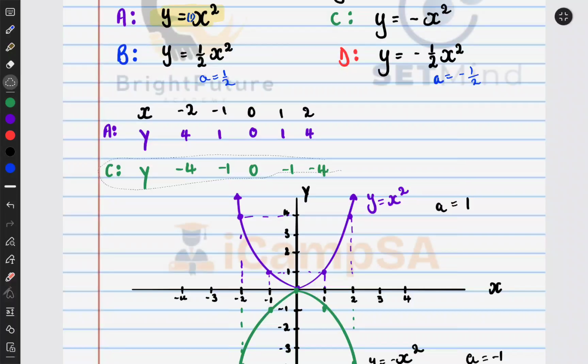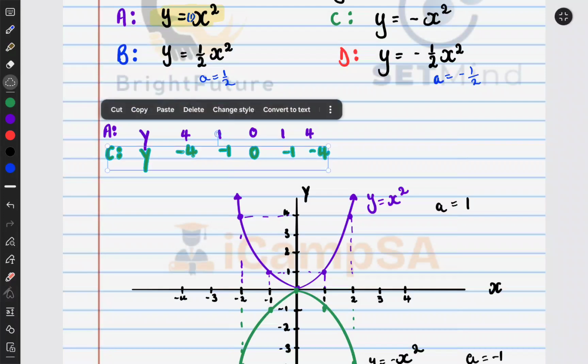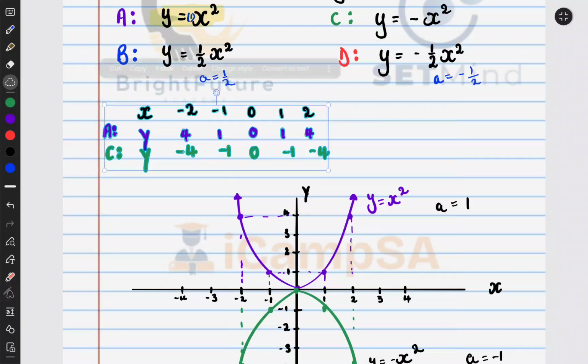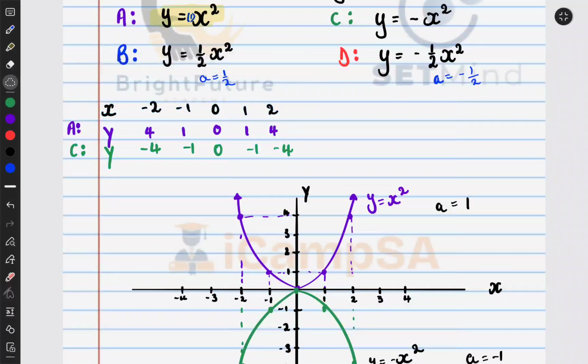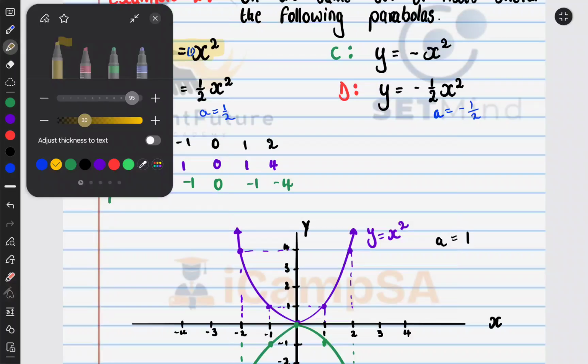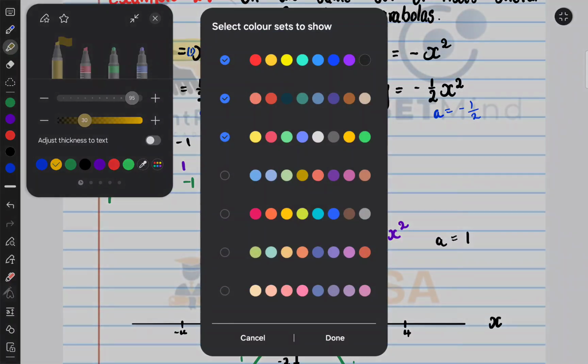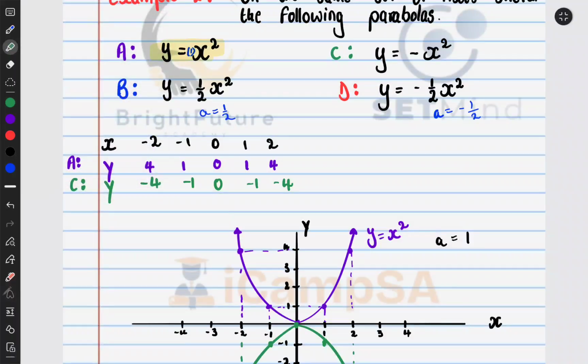Okay, let me move this one a bit here. Because now I do want to deal with function number b and d. So now we are here on these two functions. Let's start with the table, the values of x. Let's go again with negative. This is for x. I'm going to go with x: negative 2, negative 1, 0, 1, 2.